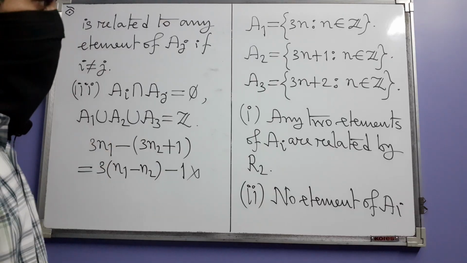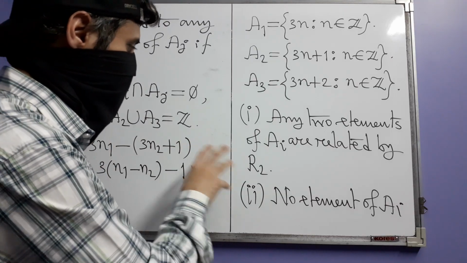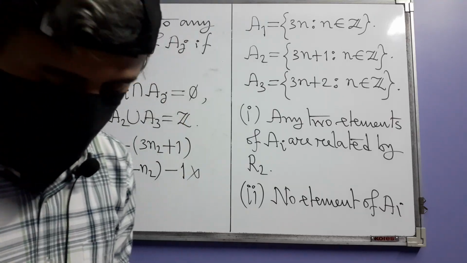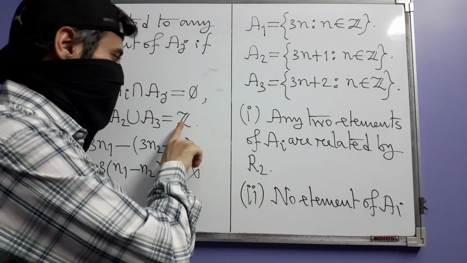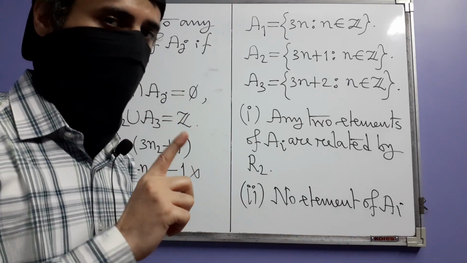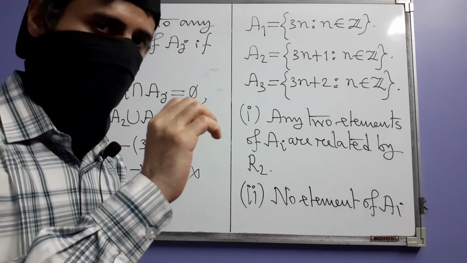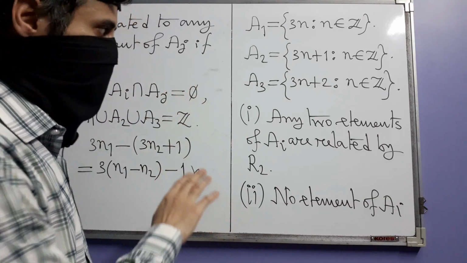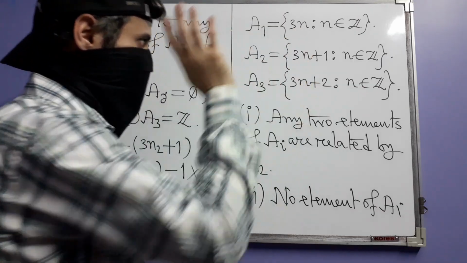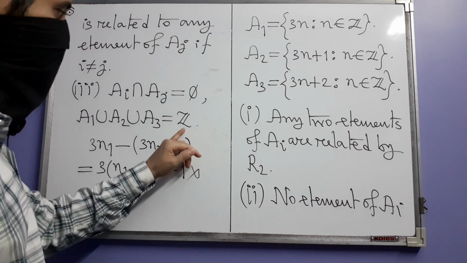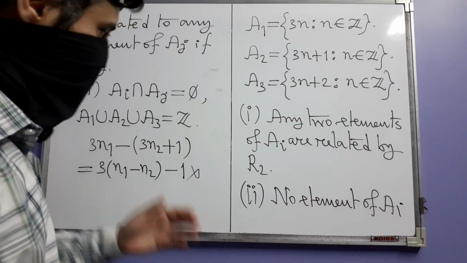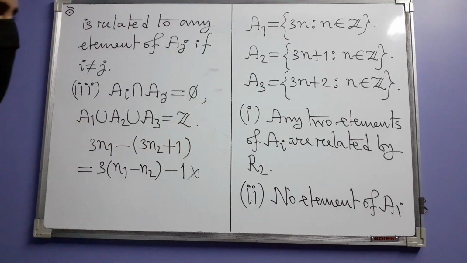How is this true? Well, this is true because you already know it from your elementary school arithmetic. When you divide any integer by 3, what are the remainders that you get? What are the possible remainders? 0, 1 and 2. Accordingly, that integer will look either like this or this or this. This means that any integer will either be in set A1 or A2 or A3. That is why the union is equal to Z.